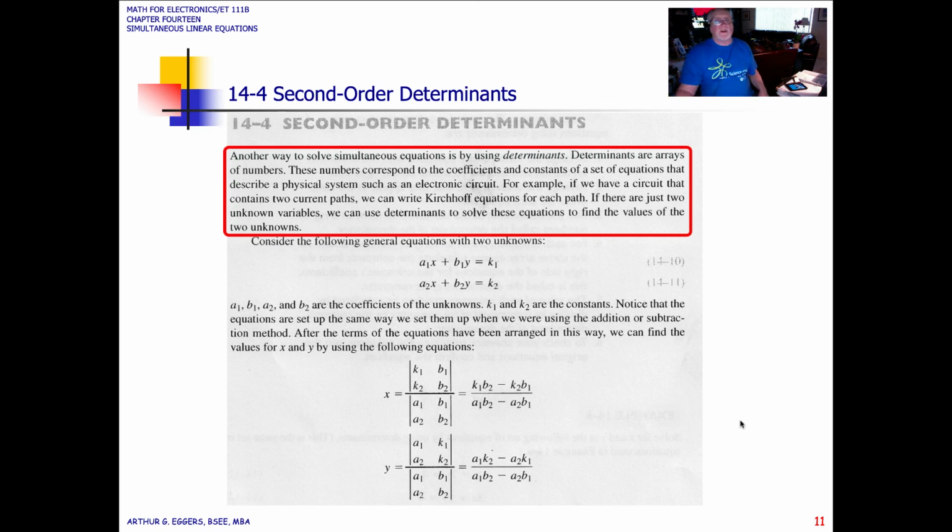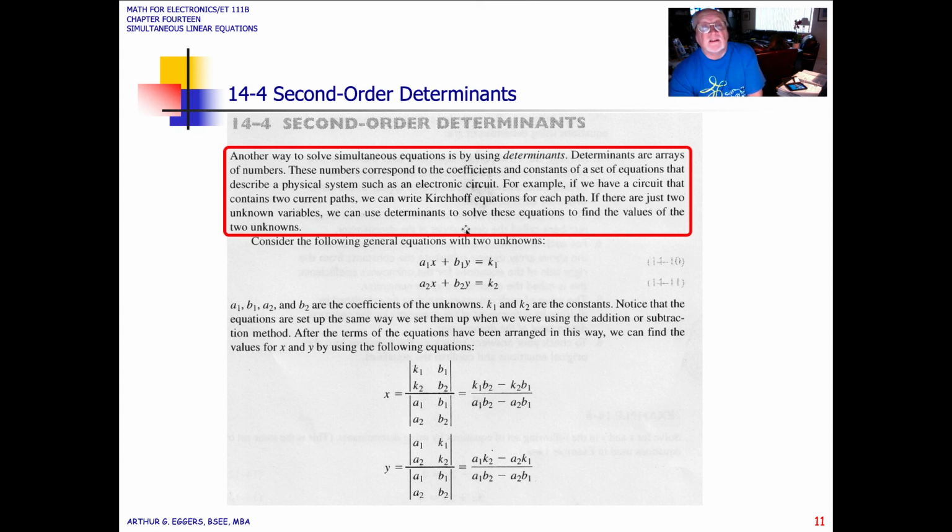So now we're on section 4, second order determinants. As I said in the previous video, the determinant is yet another way to solve for simultaneous equations. The determinant creates an array of numbers. These numbers correspond to coefficients and constants, okay?